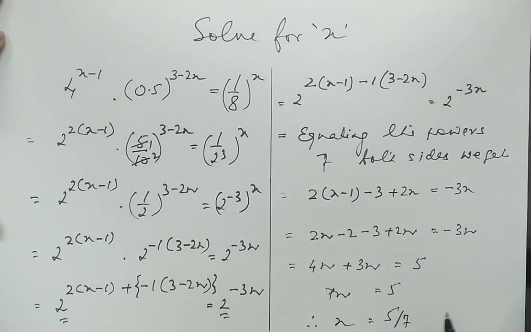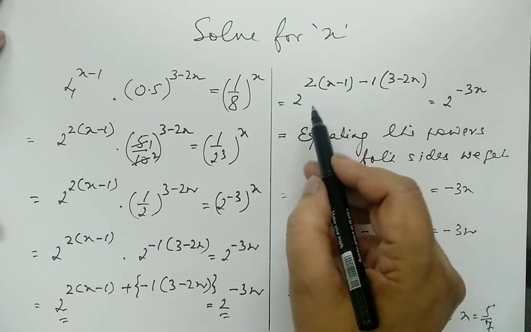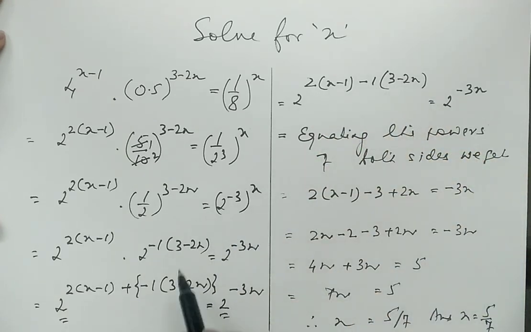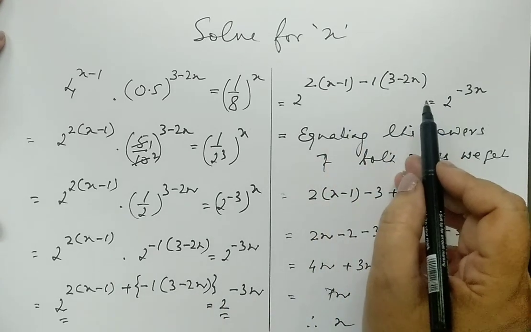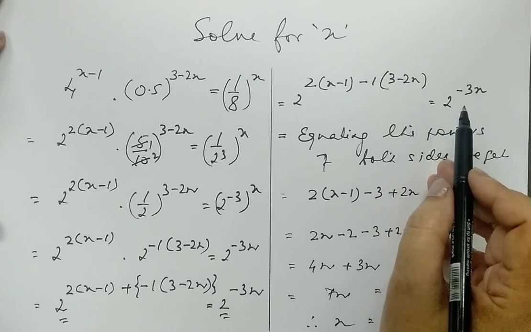So answer is, okay, x equals to 5 by 7. That's it. So I hope you people have understood. So if you do not carefully deal with them, maybe you'll go wrong. So be a little slow and try to work these out carefully, cautiously.